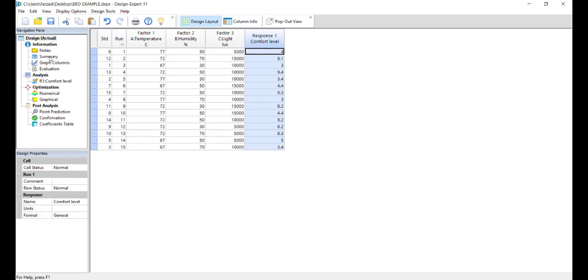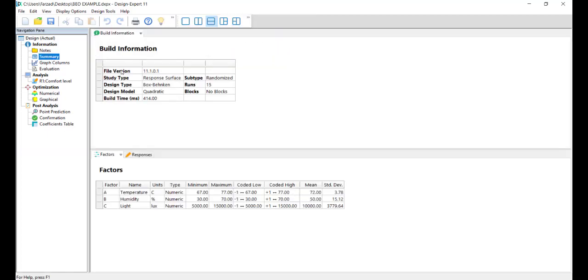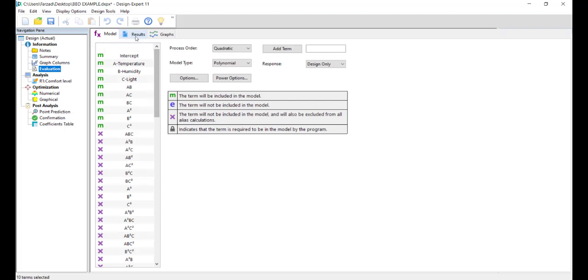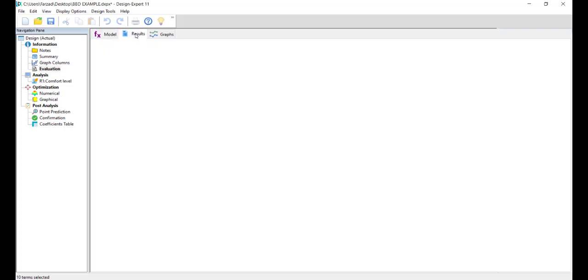First, let's see a summary of our data, what we have. You can see here the response, minimum, maximum, the coded value, which is presented by the software actually. And graph column, we have already discussed this in CCD. It is not that important to check all of the factors and responses here. And also here you can evaluate your data.